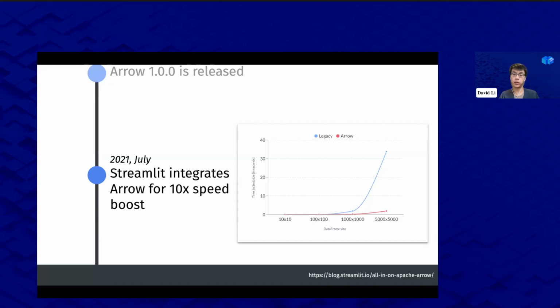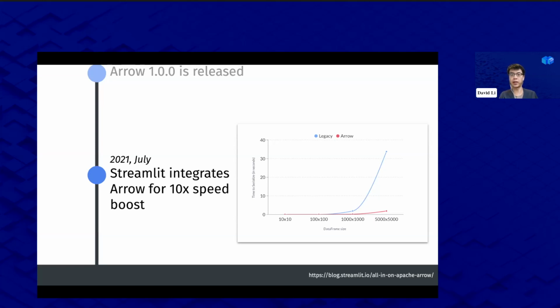Arrow continued to be adopted by different organizations. In 2021, Streamlit announced that they were adopting Arrow for their project. So Streamlit is a way to build interactive web apps that work with data using Python and pandas. That means that they need to transfer Arrow data from their Python backend to a JavaScript frontend.